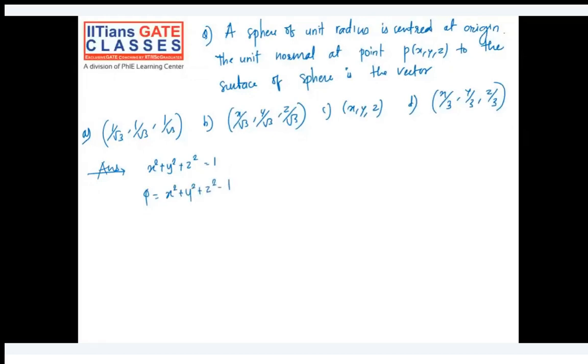Okay, and del of phi is the gradient of phi, and we can calculate it directly. I'll write differentiation with respect to x of phi, that is 2xi, differentiation with respect to y is 2yj, and differentiation with respect to z is 2zk. This is how we can calculate, and this will be the normal to the surface.